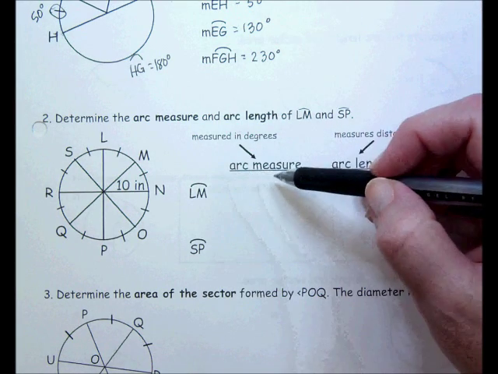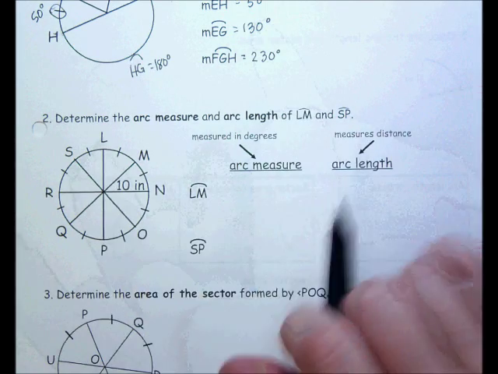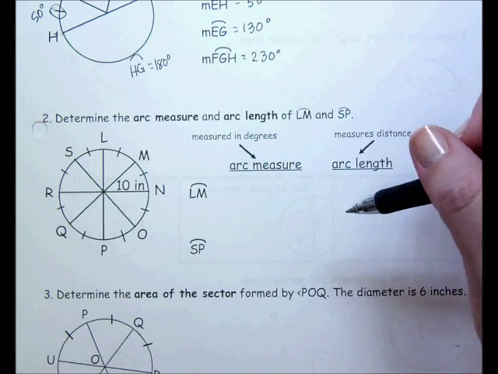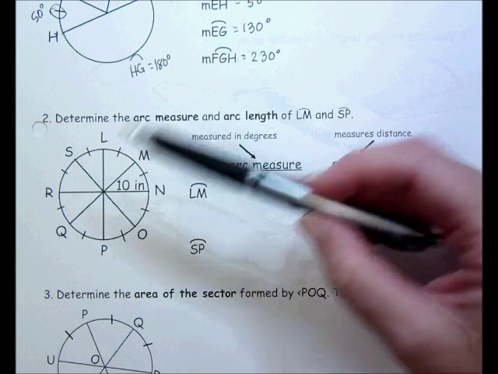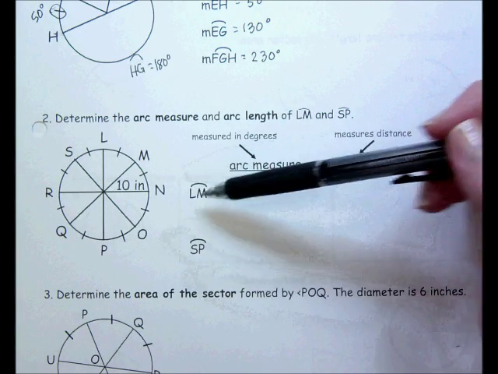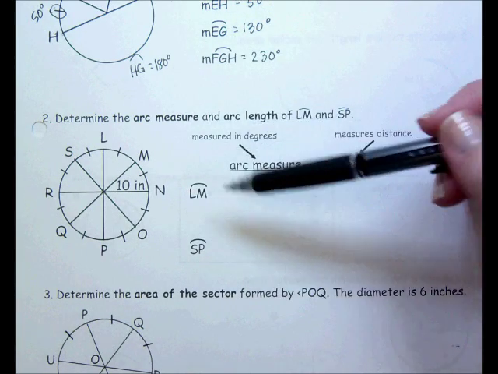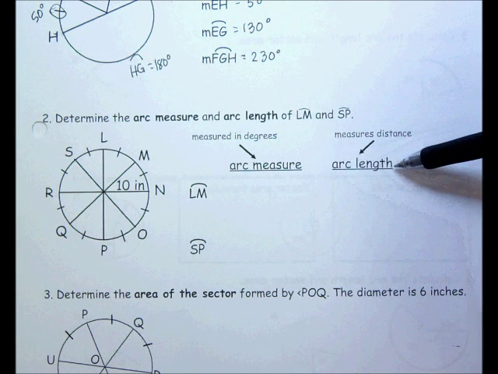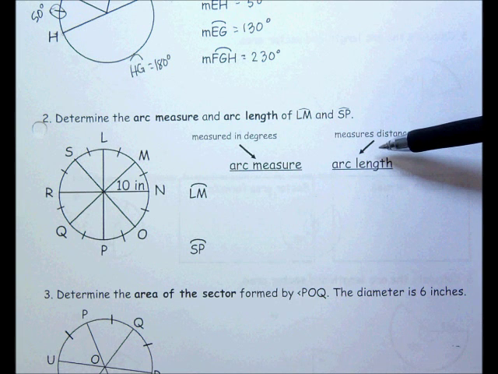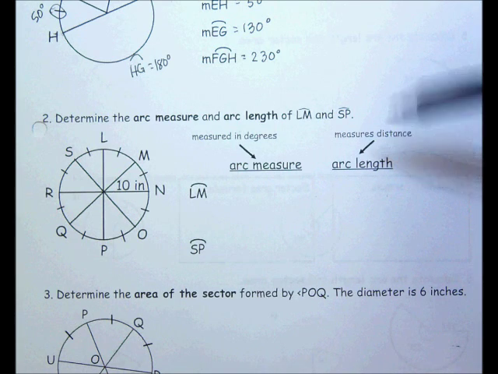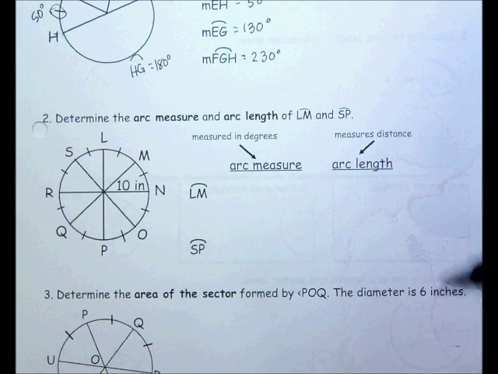Now, the measure of the arc, because a circle is always 360 degrees, doesn't depend on what the circumference is. So if it's divided into 10 equal parts, each of the arcs will always be 36 degrees. But arc length depends on how big the circle is. As the radius gets larger, your circumference gets larger, so each section will be a little bit longer in distance.